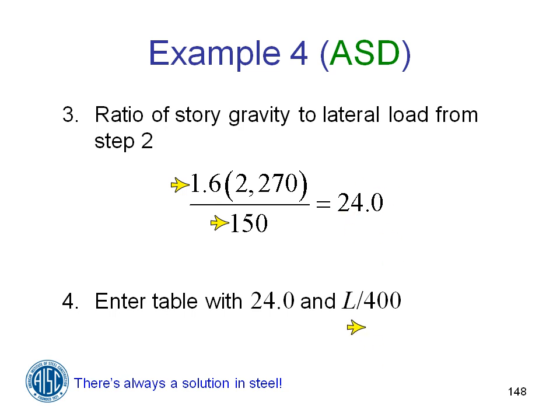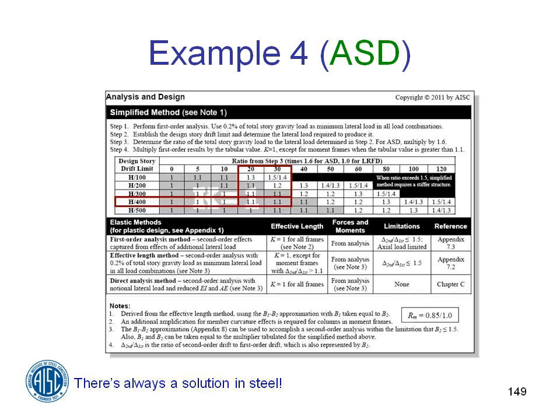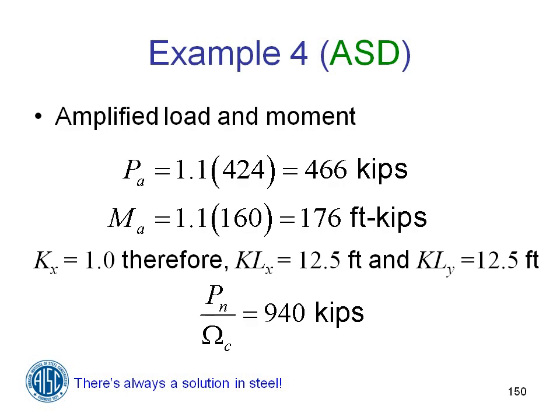Our drift limit is L over 400. We can go into this table then, at H over 400, and look at the values for a load ratio of 20 and 30, and you see that it's 1.1 for either one. Now, we don't recommend that you interpolate, so if it came out different, just use the larger one. And the reason we don't interpolate is because we're not giving you enough data in here to make it worth interpolating. So what we're going to do then is amplify the load by 1.1, the moment by 1.1. We now have 466 kips and 176 foot kips.